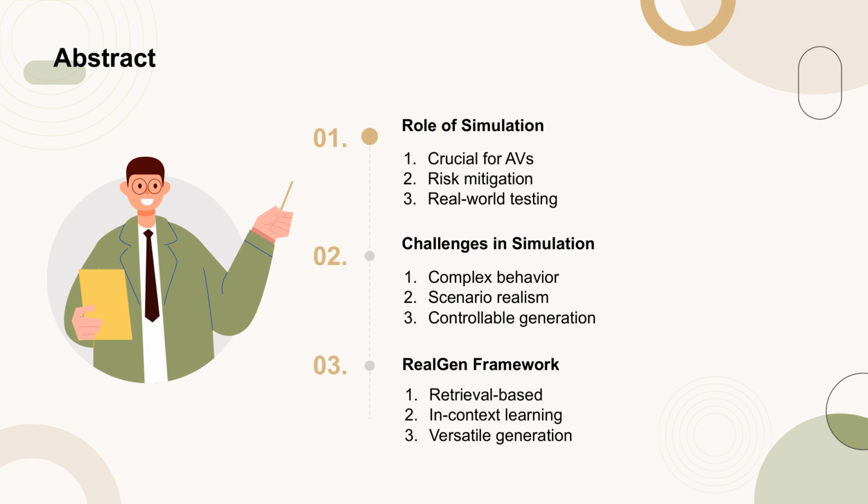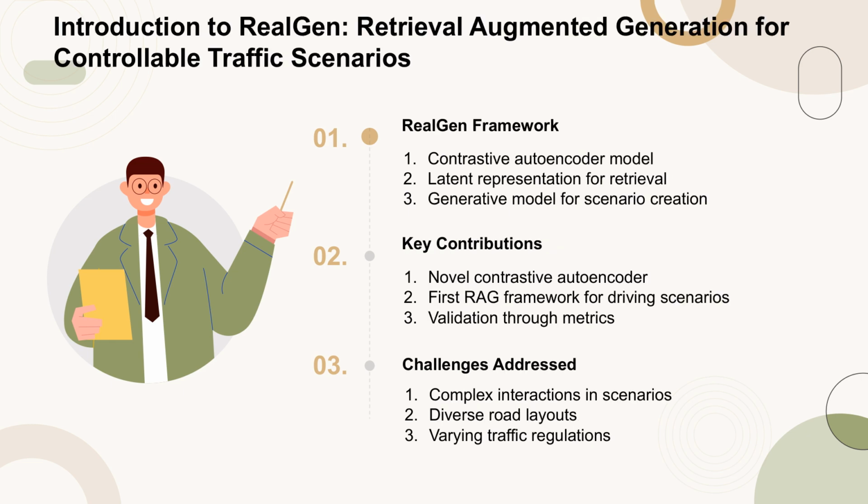RealGen, a novel retrieval-based in-context learning framework, synthesizes new scenarios by combining behaviors from multiple retrieved examples, offering versatile generative capabilities. The RealGen framework introduces a novel approach to generating controllable traffic scenarios. It starts by training a contrastive autoencoder to extract latent representations of scenarios, which are then used for retrieval. This latent representation enables the training of a generative model that can combine retrieved scenarios to create new, realistic scenarios.